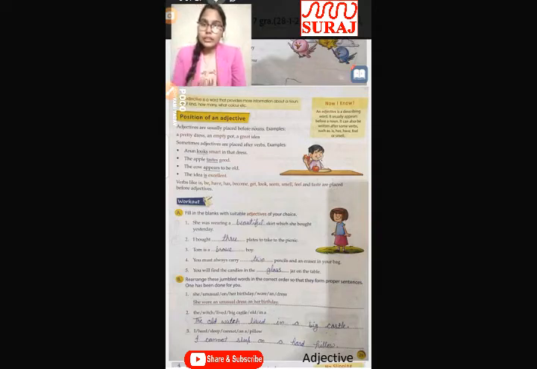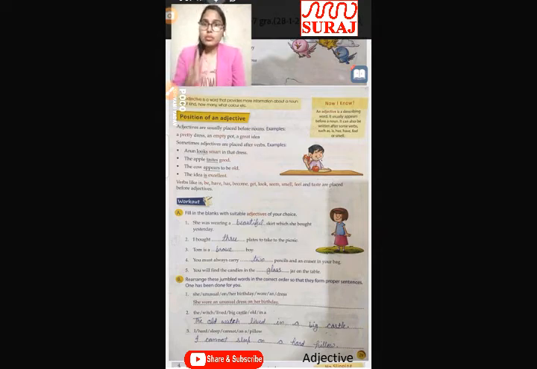Clear? Clear, my lovely students? Again I am telling you that it always tells you about the noun. An adjective always tells something new about the noun. It always gives us some new information about the noun. Clear? Next one, sometimes adjectives are placed after the verb also.